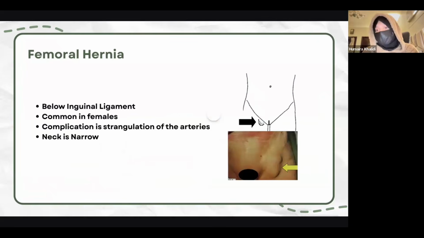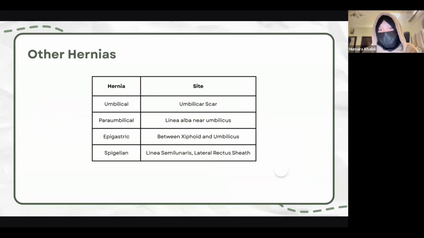Femoral hernia, this is all low yield. I'm just going to run over it really quickly. It's below the inguinal ligament. The other hernias were part of the inguinal ligament. The indirect hernia, as a matter of fact, was a part of the canal. The inguinal canal's lower border is the inguinal ligament. Femoral hernia is common in females, and the complication is strangulation. The neck is also narrow, and it's usually here, below the inguinal ligament. So for femoral hernia, I want you to remember that it's below the inguinal ligament and it's common in females. That's all you need to know.